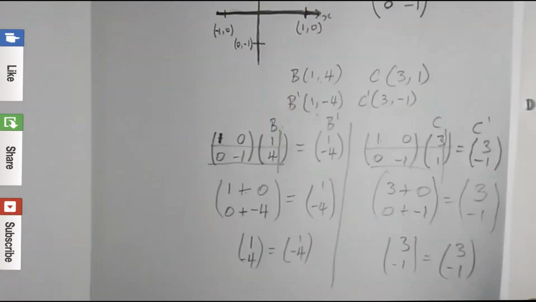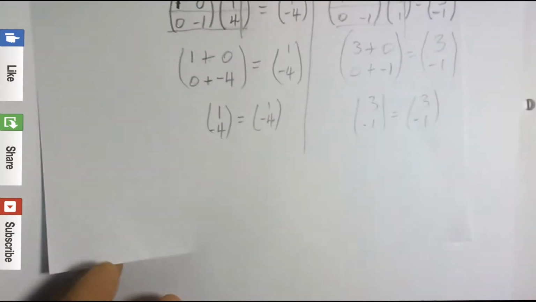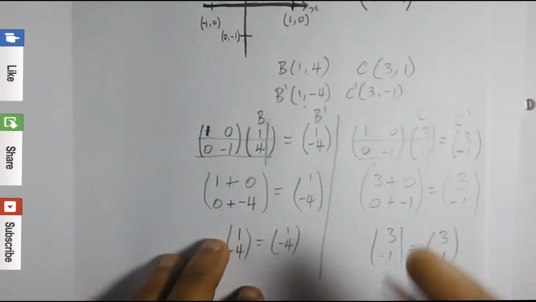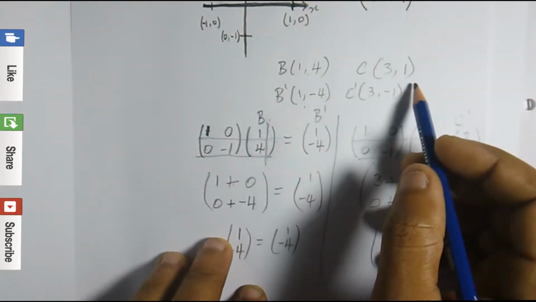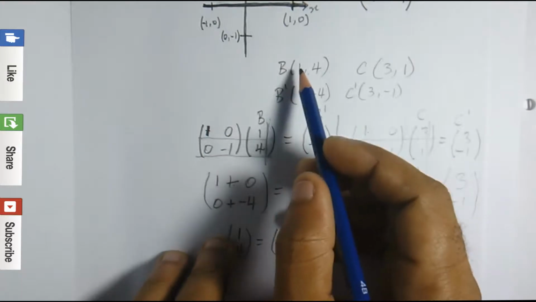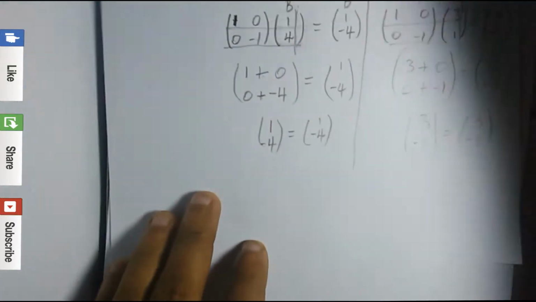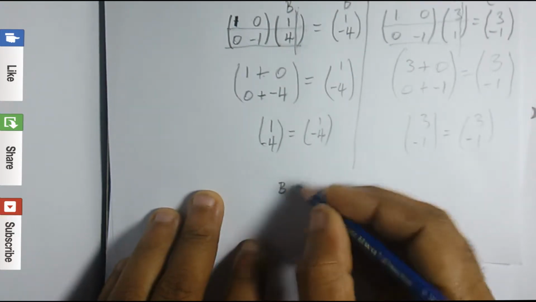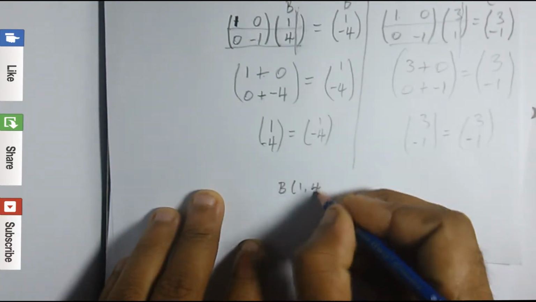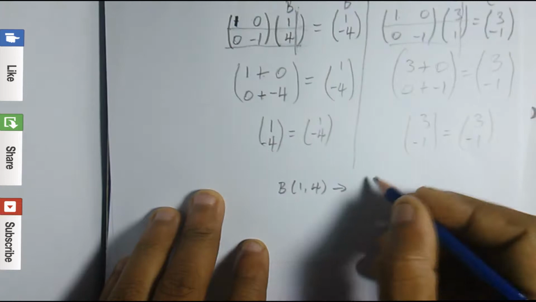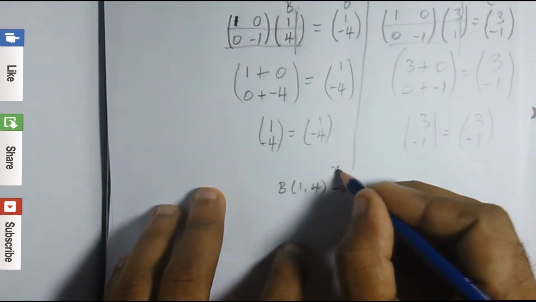Now, just a short recap on the previous video. When a point or a coordinate is reflected in the x-axis, let's compare the coordinates with each other. So B was (1, 4), and reflected through the x-axis.